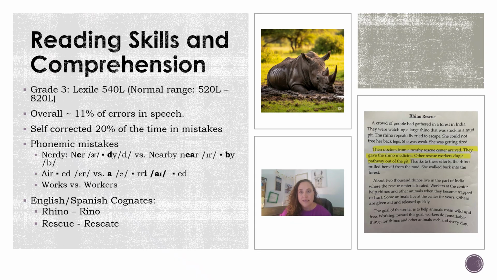So the next thing I worked on with Natty was her reading skills and comprehension, and we did a reading record that was grade level 3 and a Lexile number of 540. The normal range for third grade is 520 to 820. So I started her out on the lower end of third grade, with the idea that if she did really well we would move up a level, but that was really where she probably is currently, close to her level.